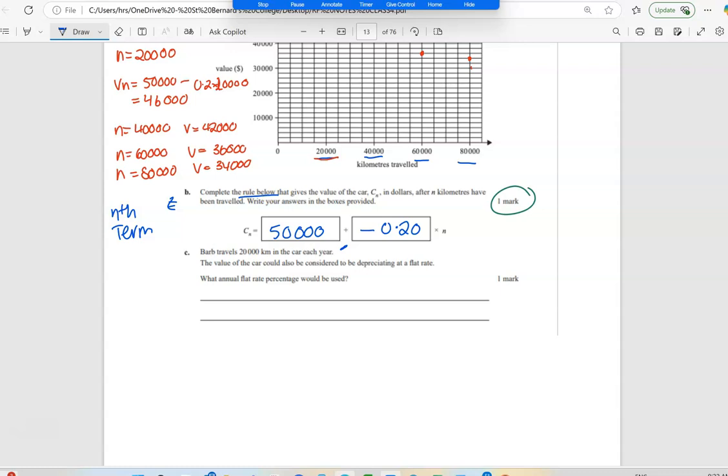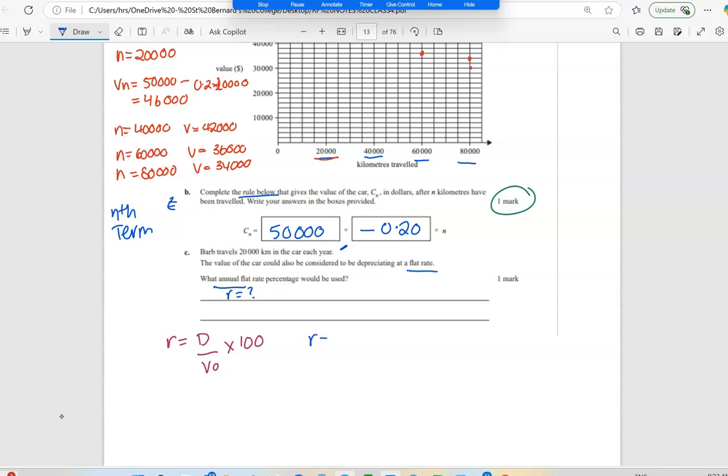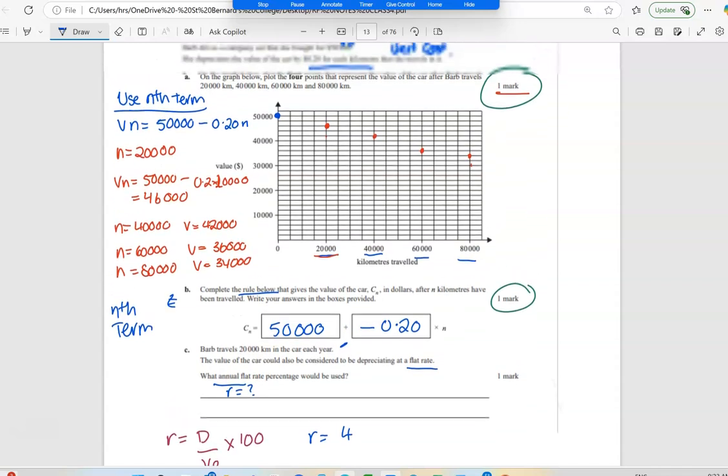So Barb travels 20,000 kilometers each year. The value of the car could be considered to be depreciating at a flat rate. So flat rate and unit cost, they do look the same. So what is the annual rate? So that is the R in the question. And so we're at flat rate. So remember, we could use that formula I said before where we just take D and we do that. And remember, I said this one's a better one because this could be used if they wanted me to show it. So if you have a look, how much does it drop in 1 year?